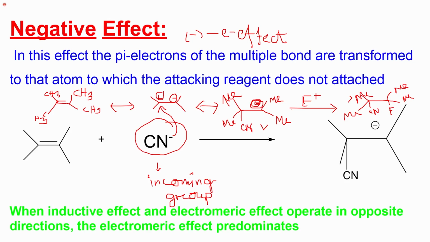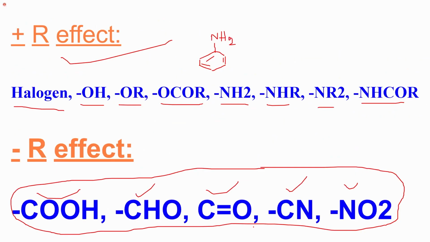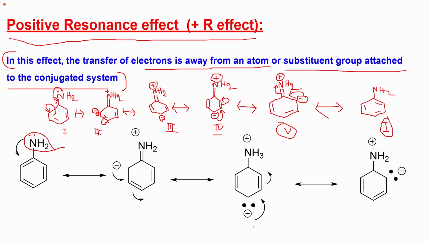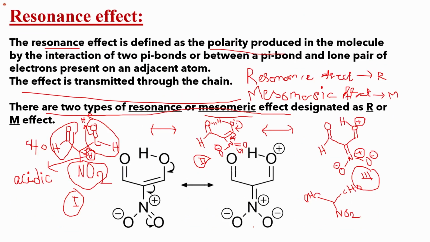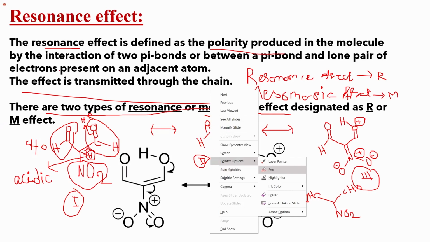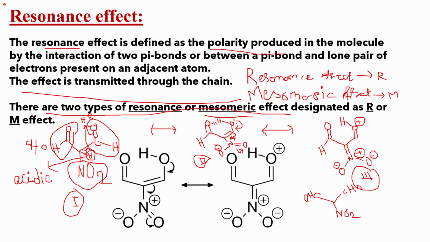Before I finish this one, I'll go quickly, because during the drawing section maybe some parts were not audible properly. So that's why I'll repeat. I'll go quickly; we have 5 to 6 minutes. So what is resonance effect? Resonance effect is defined as the polarity produced in the molecule by the interaction of two pi bonds or a pi bond and a lone pair of electrons. So let's say we have this molecule CH2=CH-CHO and NO2.